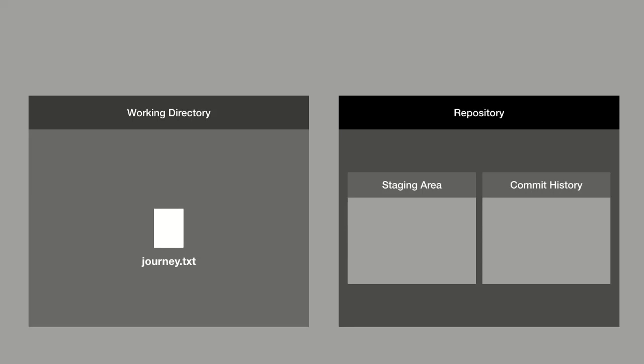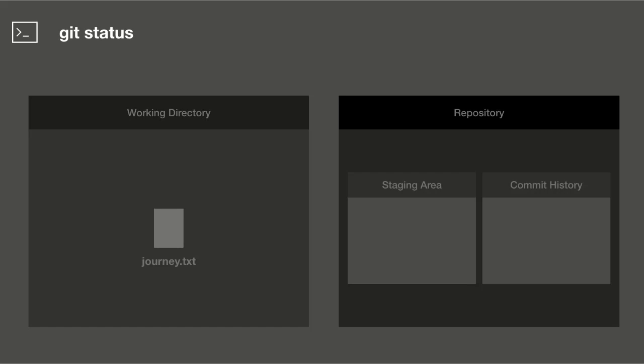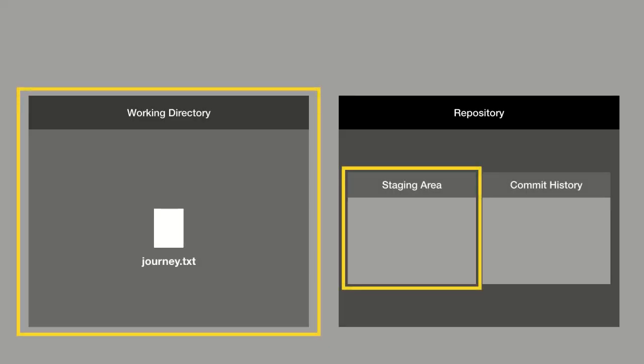So our first git command that we can use, which will actually tell us the state of our working directory and of our staging area, is git status. So git status will tell us the state of our working directory and our staging area, and it will let us know if there are any differences between the two. Let's see this in action.